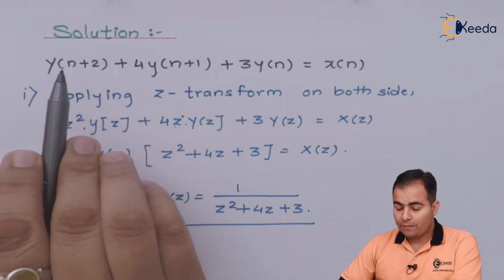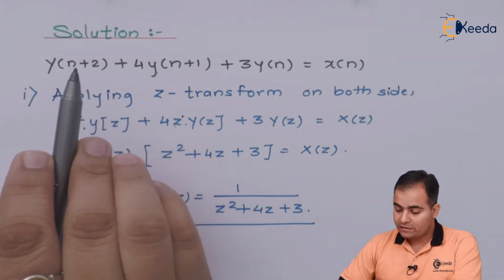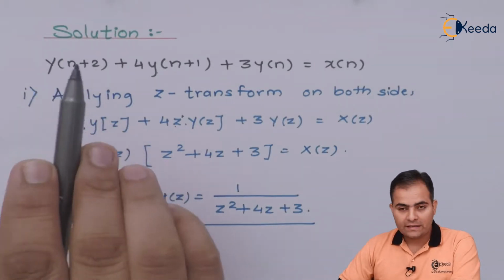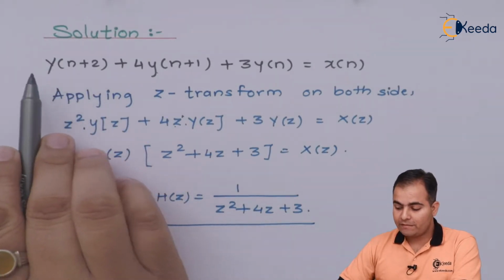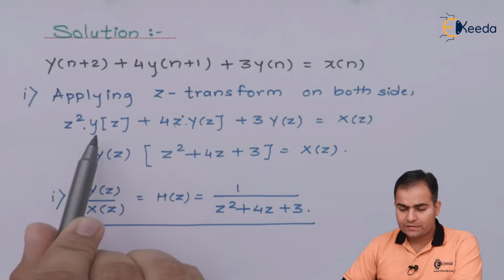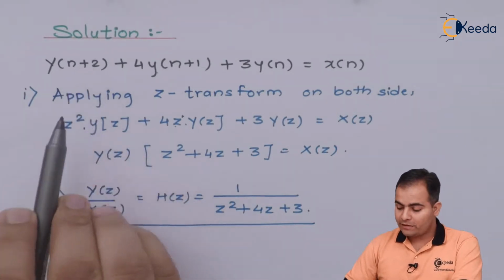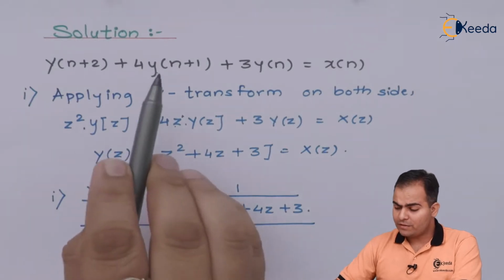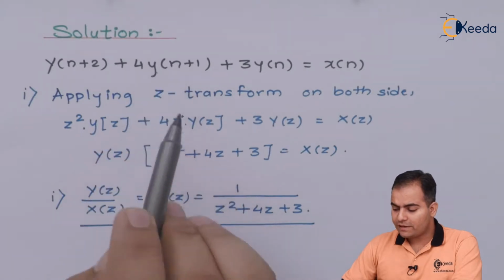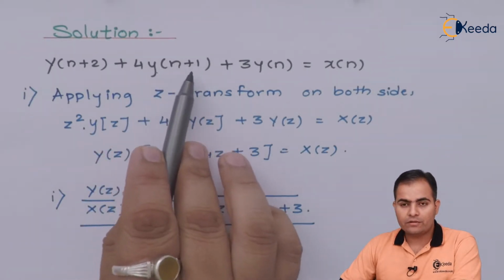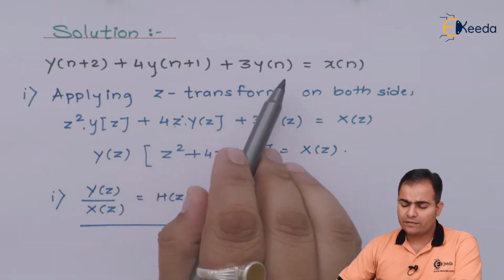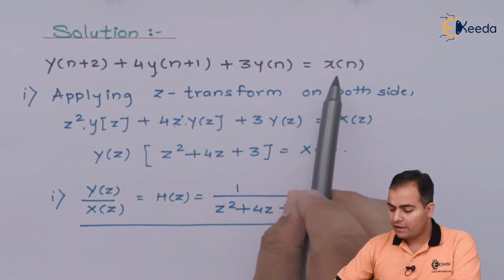As I said in properties also, if the function is shifted by 2, then just place this whole shifted value in the power of z with a sign, and that power of z is multiplied with the Z transform of y of n. So look here, the Z transform of y of n is Y of z, but this shifted value is placed on the power of z. Similarly, here 4 is a constant, then y of n plus 1. The Z transform of y of n is Y of z, but this shifted value is placed in the power of z. So that's why I multiplied 4z with Y of z. And the last one is y of n, whose Z transform is Y of z. And x of n has Z transform X of z.